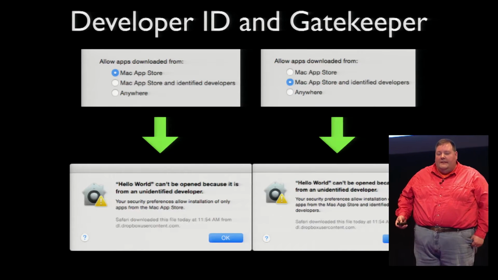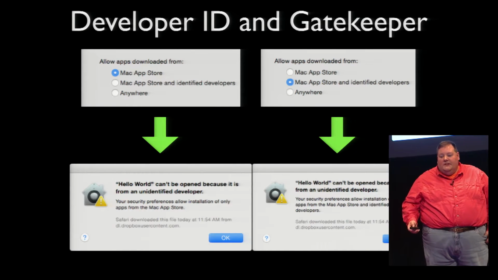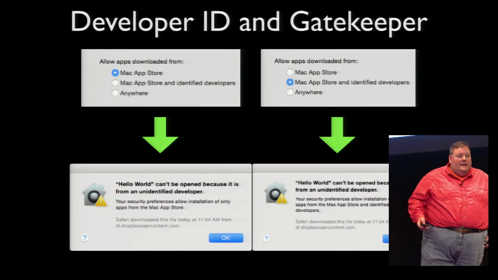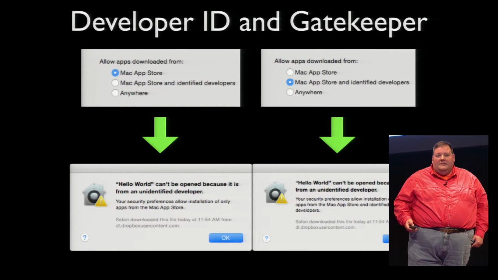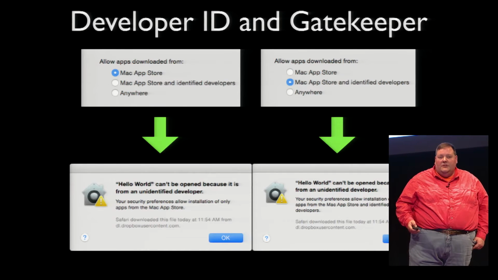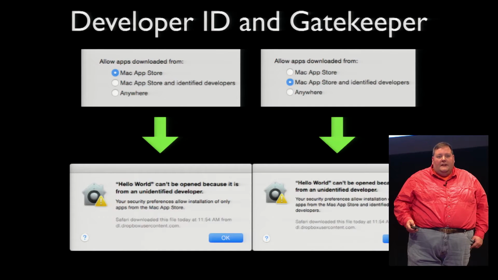So there are three ways that Gatekeeper can be set to allow applications. The first is Mac App Store. This allows only applications downloaded from the Mac App Store to be launched. Gatekeeper in this case is checking for the certificate used by App Store apps and is only allowing those applications. Second, App Store and identified developers.